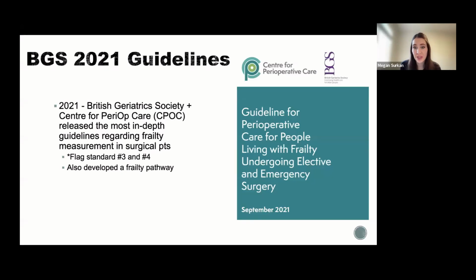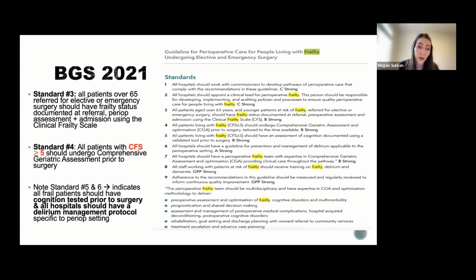More recently, the British Geriatrics Society, joint with the Centre for Perioperative Care, CPOC, came out with guidelines for a whole frailty pathway for older people undergoing either elective or emergency surgery. I'll flag standards 3 and 4, but I'll also mention 5 and 6 because they're relevant to delirium. So standard 3: all patients over 65 referred for elective or emergency surgery should have frailty status documented at referral, perioperative assessment, and admission using the clinical frailty scale. And then people with a CFS score of 5 or above should undergo a CGA prior to surgery, which I think would be ideal and fantastic.